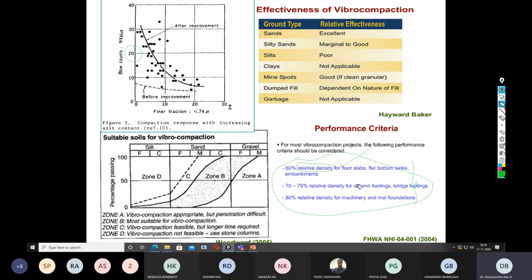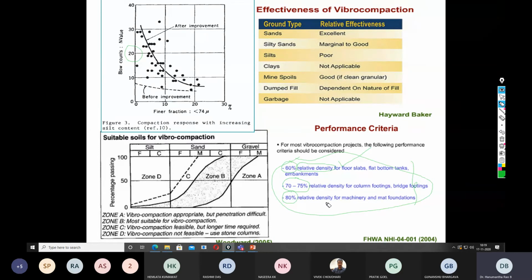Suppose you wish to use that particular site for floor slabs, flat bottom tanks and embankments, the minimum degree of relative density improvement should be 60%. It should not be below 60%. It should be above only. Then the relative density, if it is for column footings and bridge footings, should be 70 to 75. And if it is for machinery and mat foundation, it should be a minimum of 80.